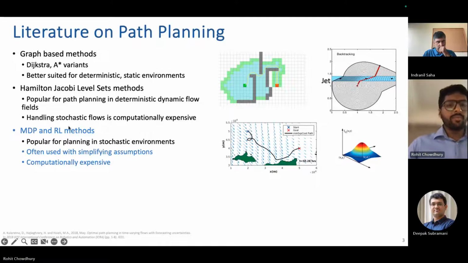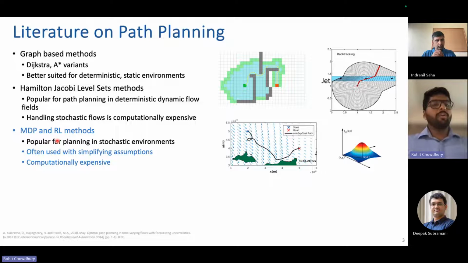But then these methods are more suited for deterministic and dynamic flows, but handling stochastic flows can be a bit computationally expensive. Then we have MDP, that is Markov decision process, and RL, reinforcement learning based methods, which are actually quite popular for planning in stochastic environments. But often they're used with some simplifying assumption and can still be computationally very expensive. For example, in this 2018 ICRA paper, the author has planned a path or found an optimal solution for this particular oceanic environment right over here. And in spite of using a Gaussian to account for the uncertainty in this deterministic setting, it took around 13 hours to compute an optimal policy for such a problem.